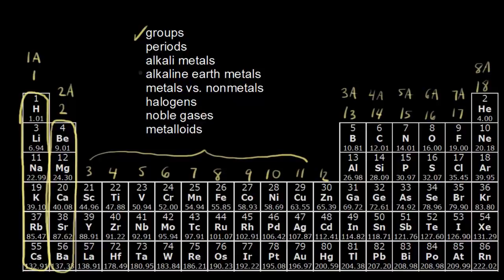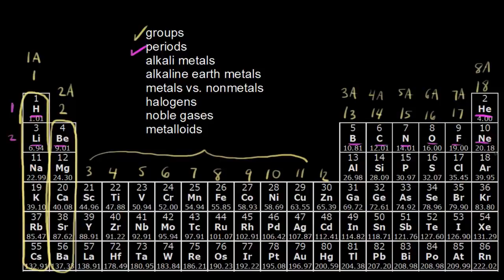Let's move on to the concept of periods, right? A period is a horizontal row on the periodic table. If I look at period 1, and I just move across my periodic table, hydrogen is in the first period, and so is helium. I move on to the second period, so lithium, beryllium, boron, carbon, nitrogen, oxygen, fluorine, and neon.